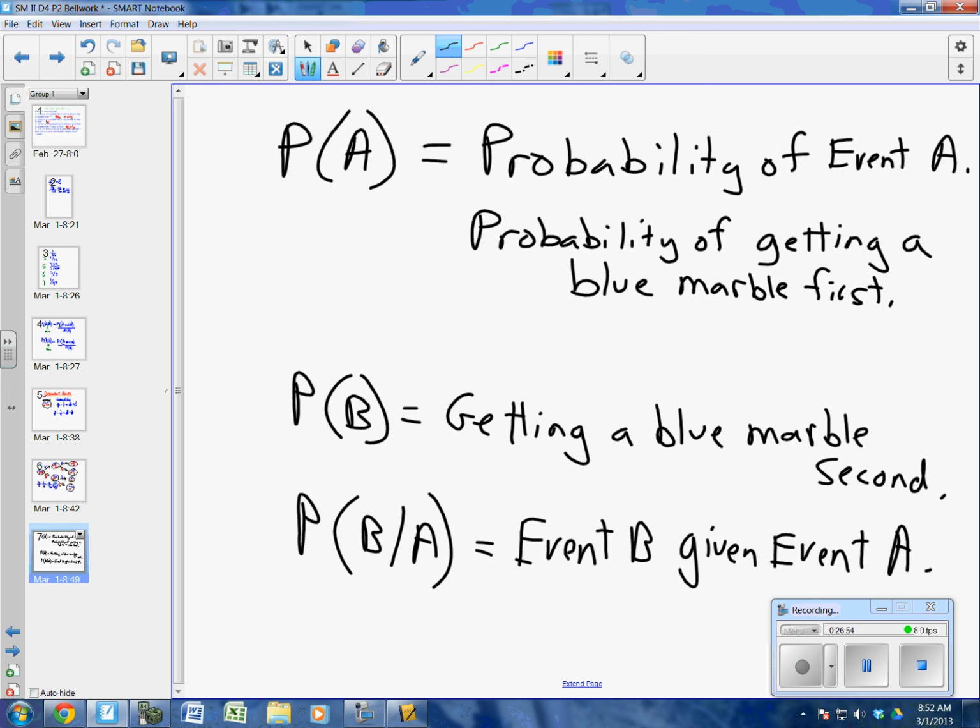Okay? Event B given event A. In other words, event A has already happened. Now what are the chances of event B happening? Okay? And so this is what we use.